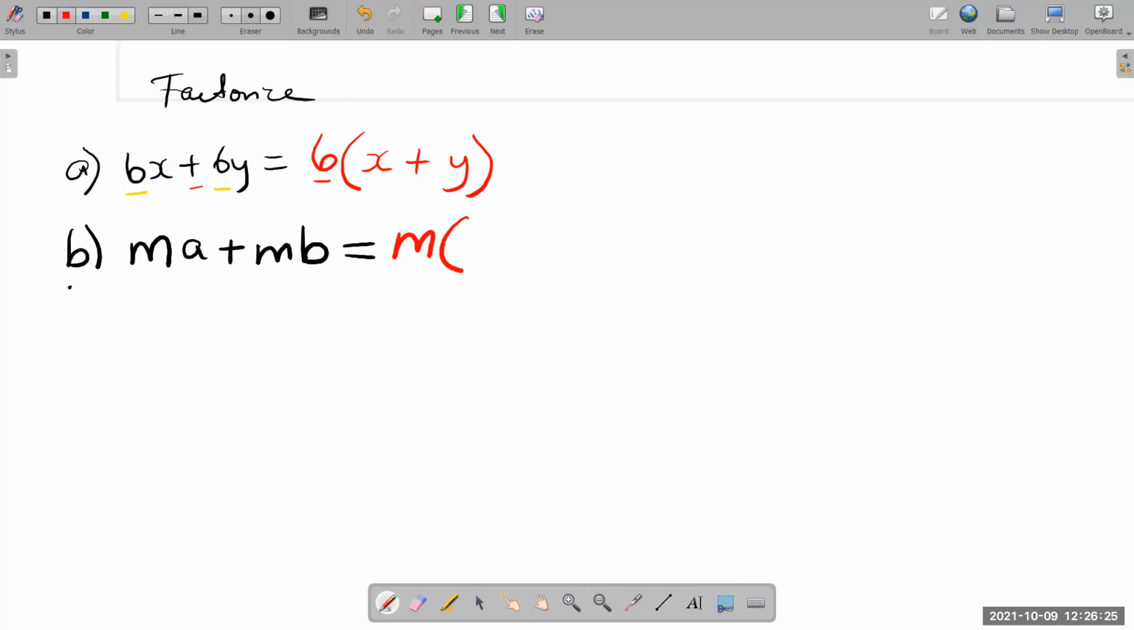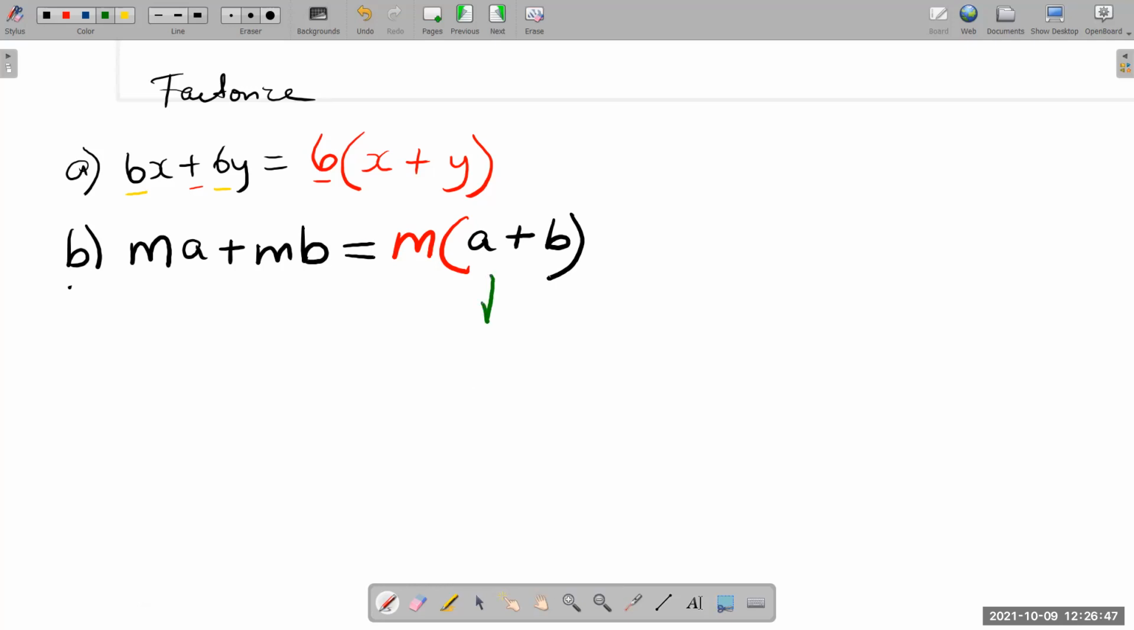And remember what we mean by pulling out. That means we're dividing by M. And when I pull out M, what is left back from MA? Just A. Plus, when I pull out M from MB, what is left back? Just B. So that's our answer. That's our factorized answer. And another thing, how can I check to make sure my answer is right?